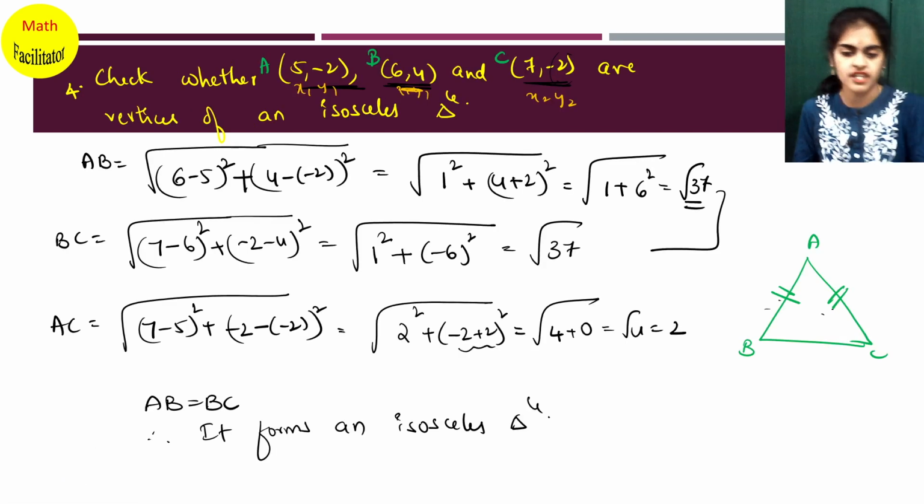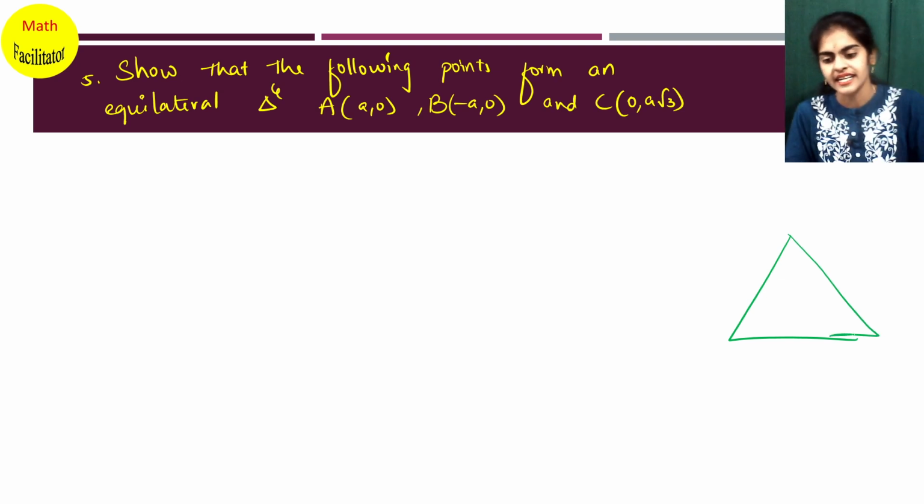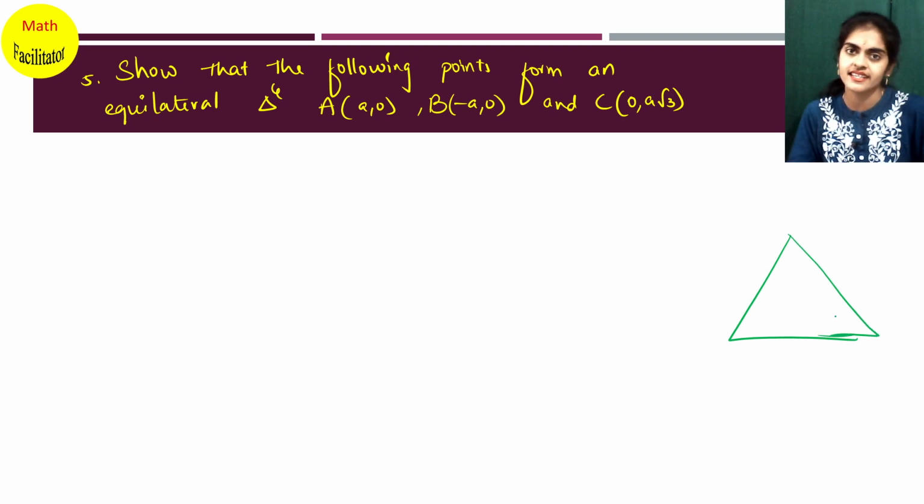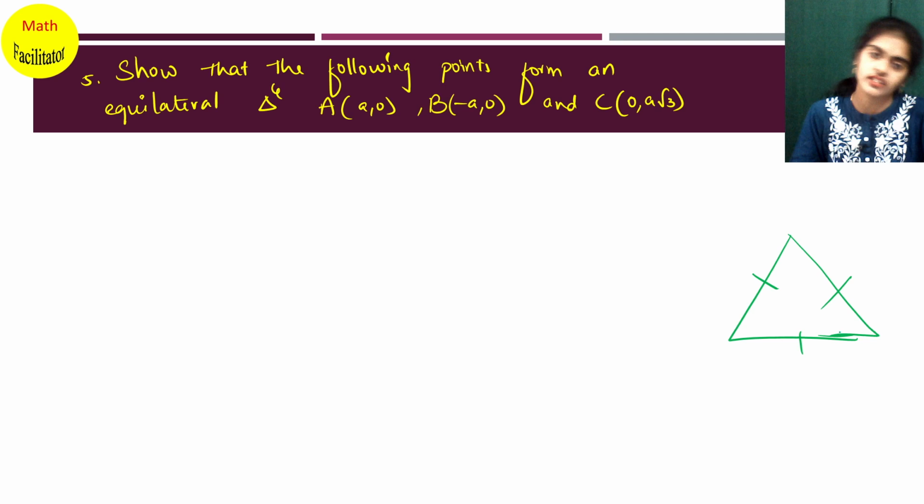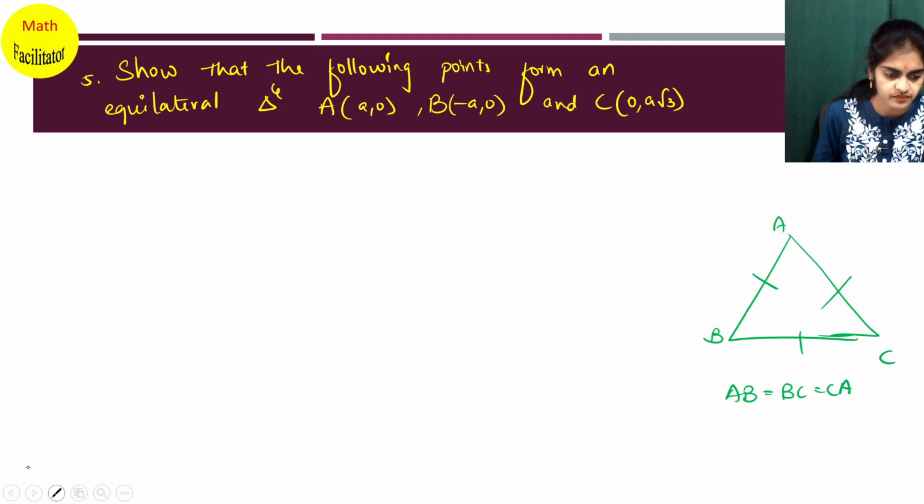So in the previous question, to prove that it is isosceles triangle, we proved two sides are equal. Now for equilateral triangle, what should you do? In an equilateral triangle, all sides are equal. All the three sides are equal to each other. So that means if this is A, B, C, you should prove AB is equal to BC is equal to CA or AC. All the three sides are equal. Okay, so let us find it here.